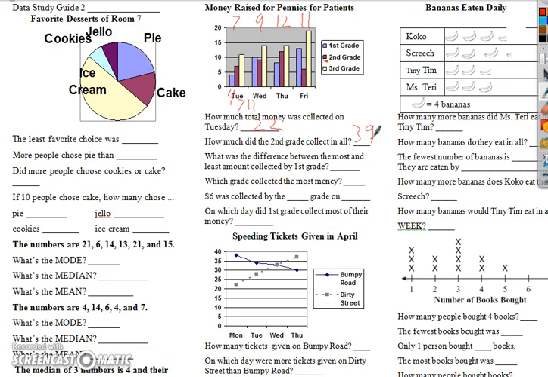What's the difference between the most and least collected by first grade? So first grade's blue. Find their most, which would be right there. Looks like 13. Their least, looks like it was right there, was a 4. So the difference is the answer I get when I subtract. 13 minus 4 gets me to a 9.